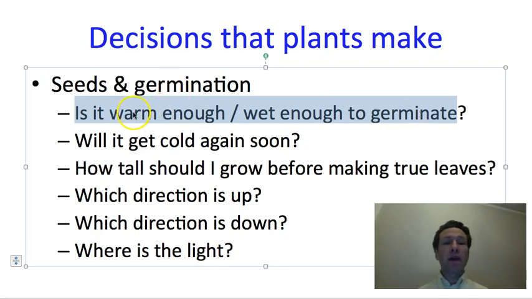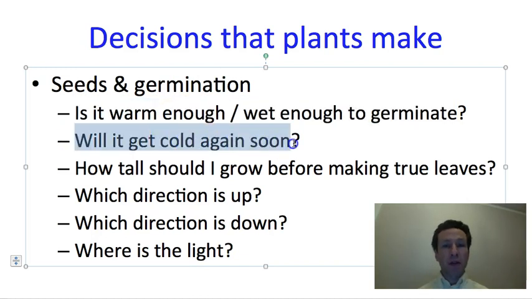And even if they can sense that it's warm enough right now, they need to ask a related question. Will it stay warm, or might this just be one warm day and it will get cold again in the near future? So they can't know this for sure, but they need to have some way of making an appraisal or a best guess about this. Now let's imagine the seed does germinate. It has a whole series of additional decisions to make.